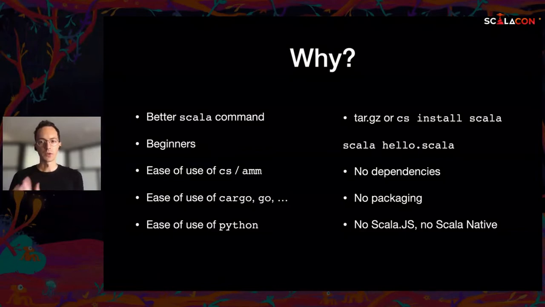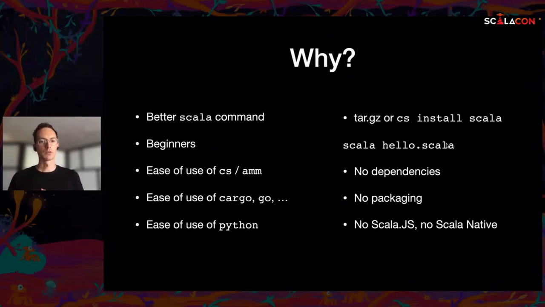The default Scala command can be installed from a tar archive or using CS, the Coursier command line. With it, you can compile and run Scala files, except it's quite limited. You can't add dependencies this way. You can't package things. You can't easily do Scala.js or Scala Native. So it's not powerful enough for what people want. And in particular, it's a problem with beginners. When you learn Scala from a book or at university, say, and you want to run a bit of Scala code, you can do it with the current Scala command, but as you can't add dependencies, it's very limiting.